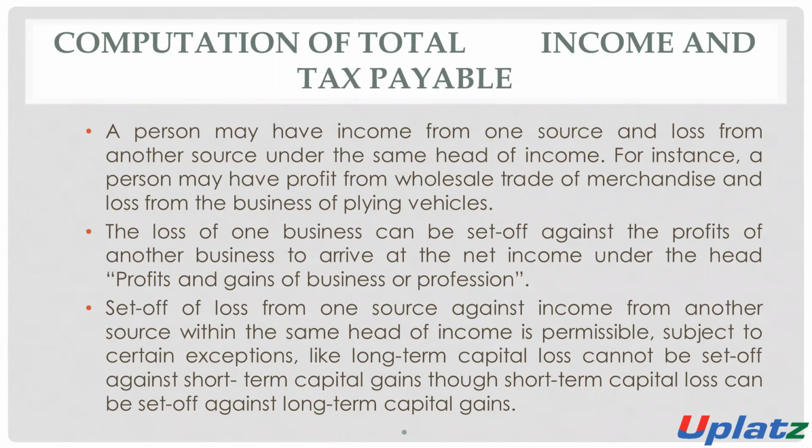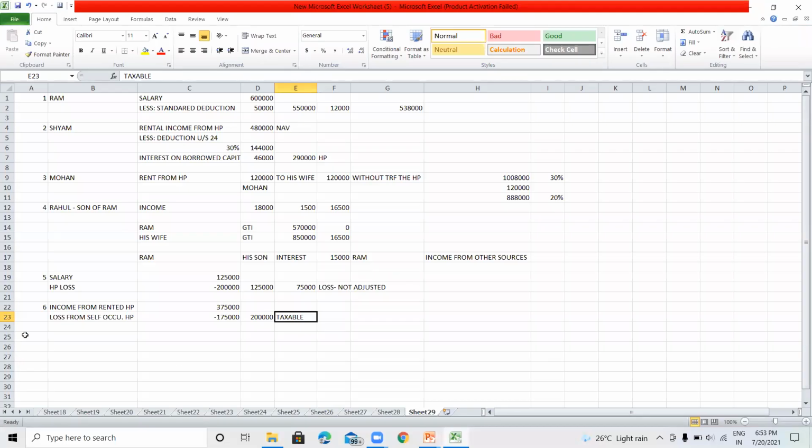But there are some exceptions. Long term capital loss cannot be set off against short term capital gain, but short term capital loss can be set off against long term capital gain. For example, if there is a long term capital gain of 2 lakh rupees and a short term capital loss of 85,000 rupees, then the taxable income will be 1,15,000.